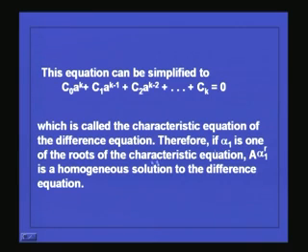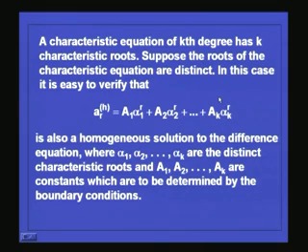Therefore, if alpha is one of the roots of the characteristic equation, then a = alpha^r is a homogeneous solution for the difference equation, because the root of this equation will satisfy the recurrence relation with the right hand side set to 0. So, let us see how this happens.